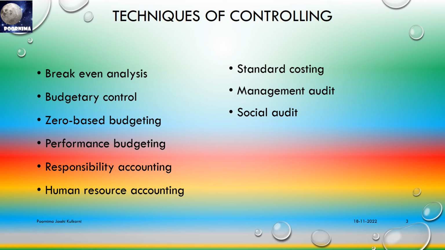Next is PERT and CPM. PERT and CPM are two most popular phrases in management. PERT, an acronym for Program Evaluation Review Technique, is a sophisticated mathematical and schematic network technique. CPM stands for Critical Path Method.